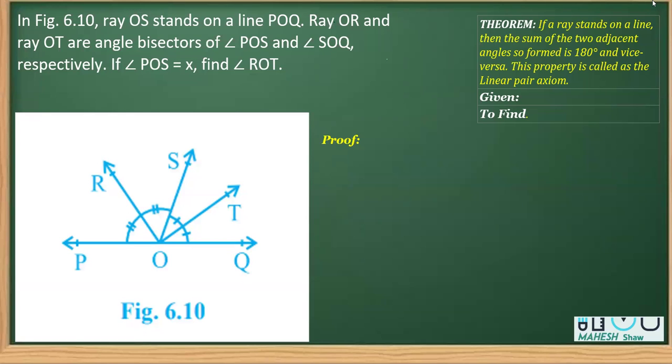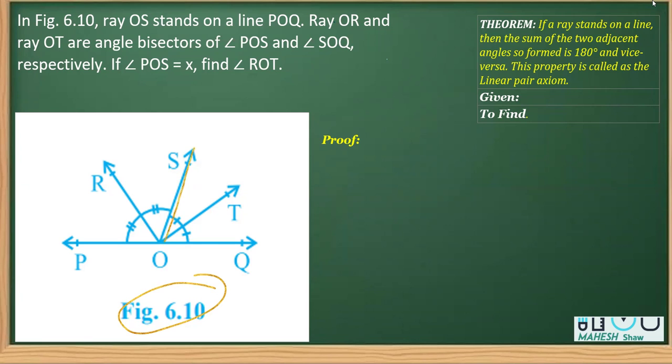In this video, I'm going to solve one question from the chapter Lines and Angles, class 9th, based on the property called linear pair, or also called linear pair axiom. Now, what does it say? As you can see, there's a figure given over here, figure 10.6.10, as you can see here.